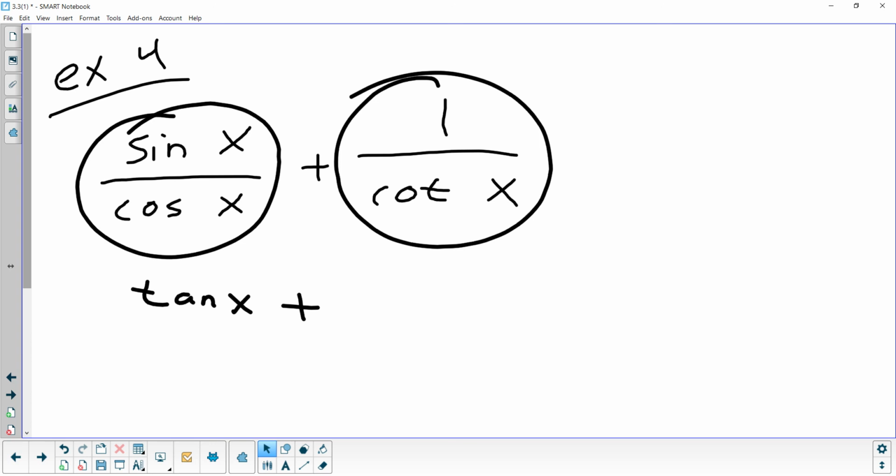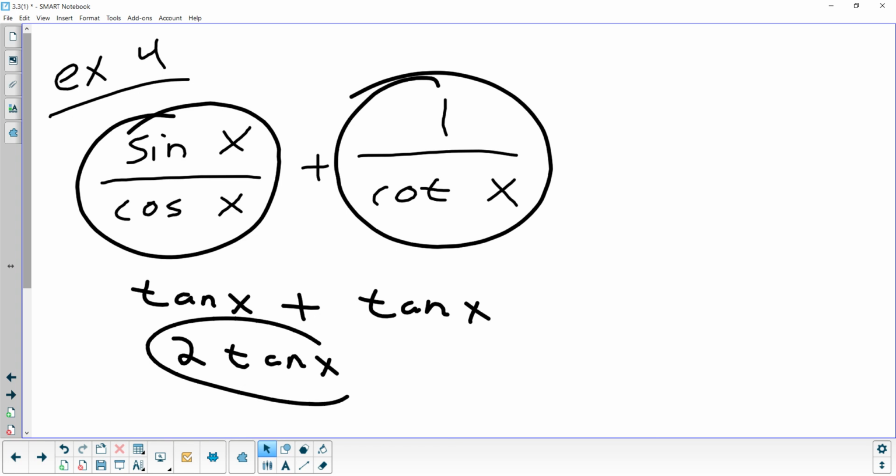What's 1 over cotangent? Yeah, that's also tangent. And what do you get if you add a tangent to another tangent? Not multiplying them. If you multiply them, it would be tangent squared. That's different. But what's tangent plus tangent? Just like doing x plus x. Yep. 2 tangent. 2 tangent. Done.